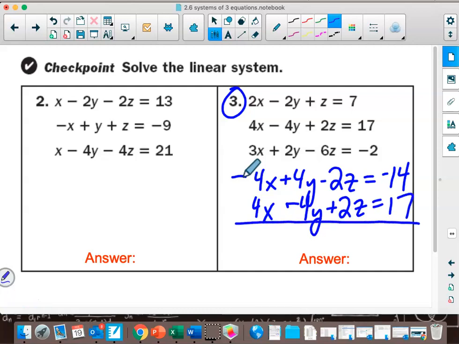And you add down. How many x's? 0. How many y's? 0. How many z's? 0. So what's left on the left-hand side? 0.